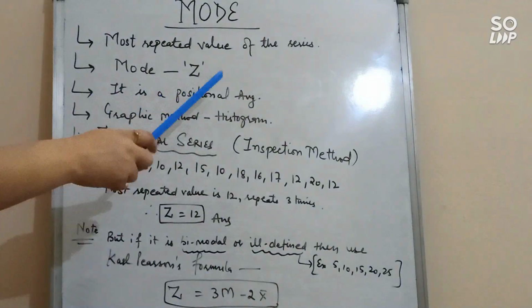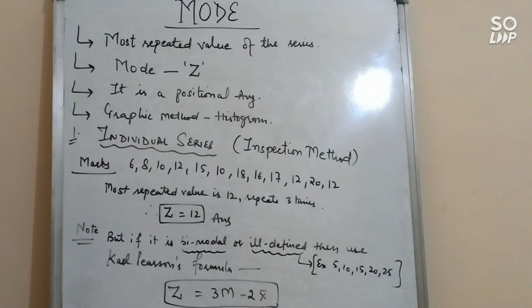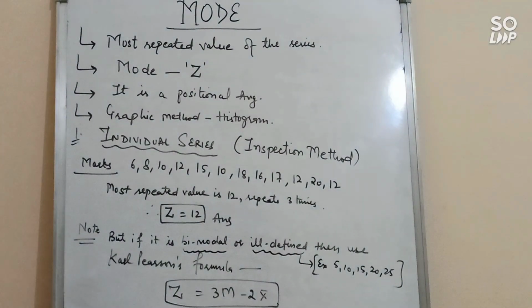You can pronounce it in any way. It is a positional average. Like median, it is also a positional average, and we can locate mode with the help of a graphic method, and the name of the graphic method is histogram. Now let's see how to calculate. Today we will do two series, individual and discrete series. First, individual series. To calculate mode, we will use the inspection method.